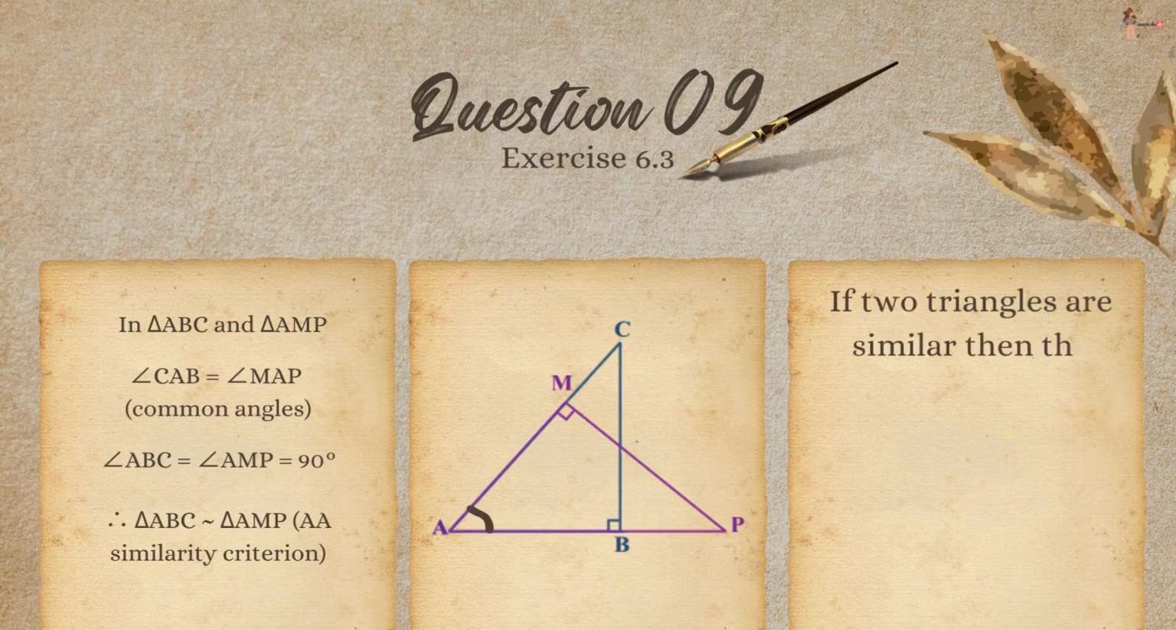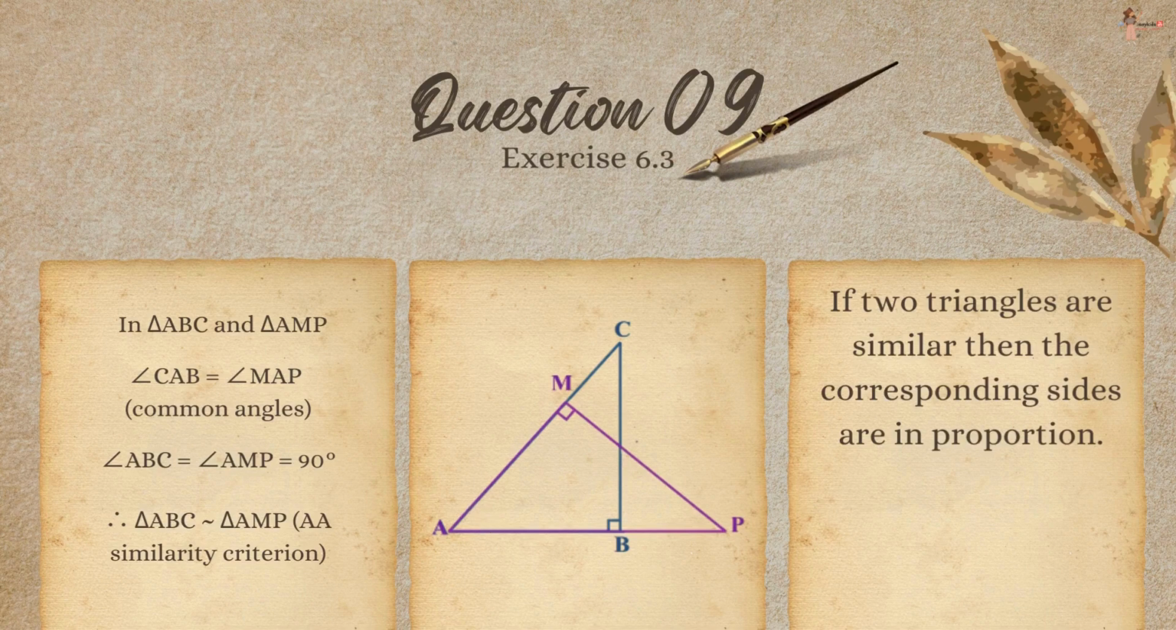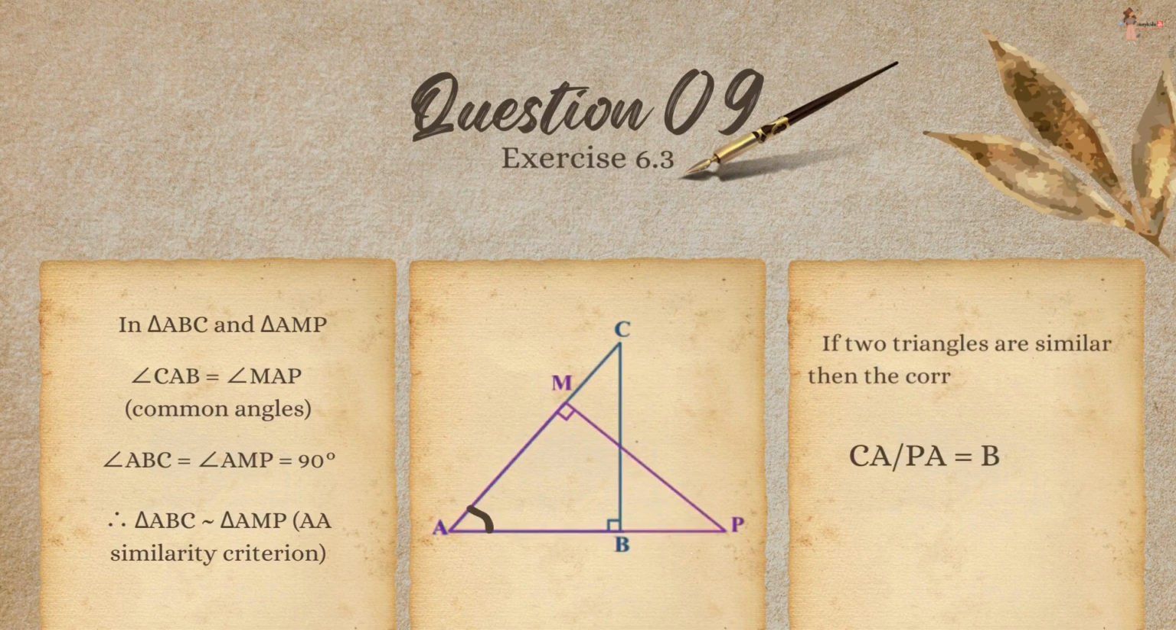Now, if two triangles are similar, then the corresponding sides are in proportion, right? Hence, CA upon PA is equal to BC upon MP. That's it.